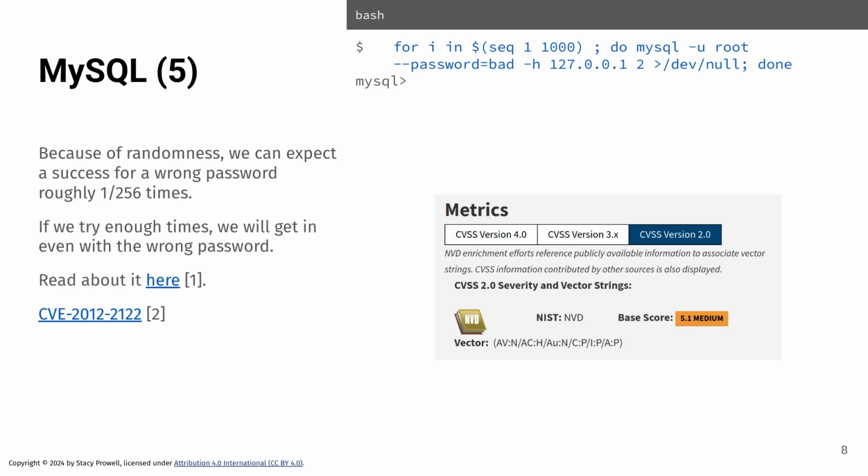And I can do it with that little loop up above. So you see for i in 0 to 1,000, it's plenty. Do mysql -u root --password=bad. Again, I don't care what the password is. And I just run, and eventually I get the MySQL prompt. That's not the way it should work. That's not right. There's a link to read about it, and there's a CVE for it.